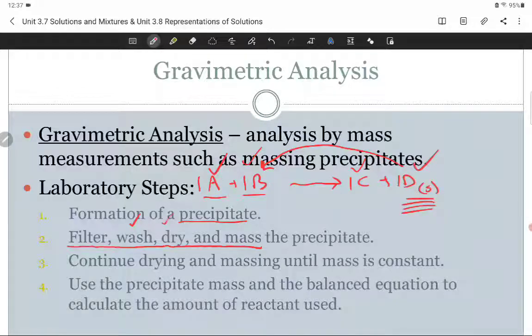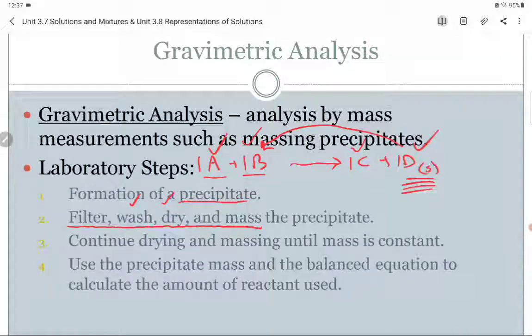You have to completely dry it. And why would you have to dry it? Because if you don't, water will be attached to that chemical and it'll have an incorrect mass. It'll weigh too much. And then, and only then, will you be able to walk backwards to figure something out. So let's try to do one of those questions.